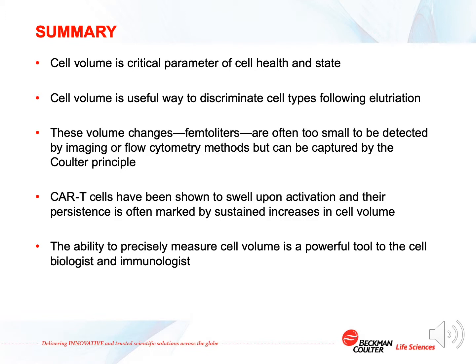In summary, cell volume is a critical universal parameter that describes cell health and cell state. Cell volume is a useful way to discriminate cell types following elutriation or other separation methods. The volume changes that accompany cell health and state are often too small to be detected by flow cytometry or imaging methods, but are easily captured by the Coulter principle method.